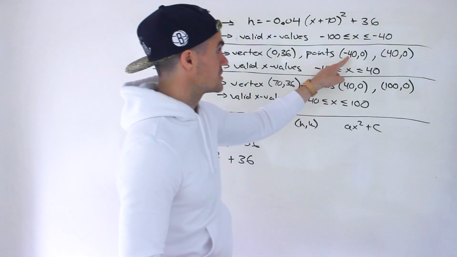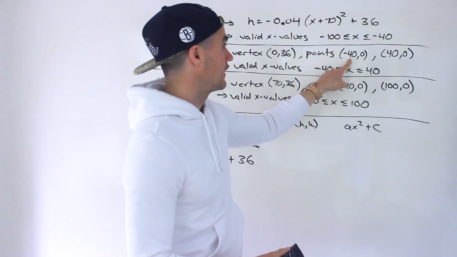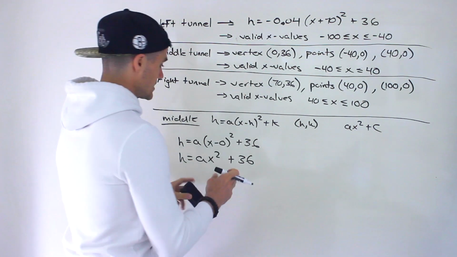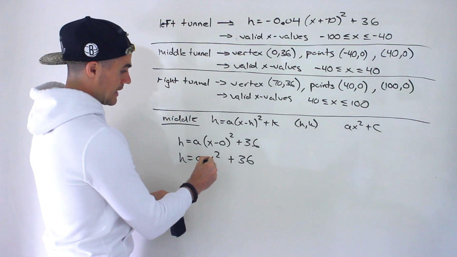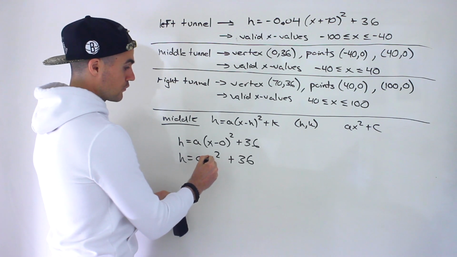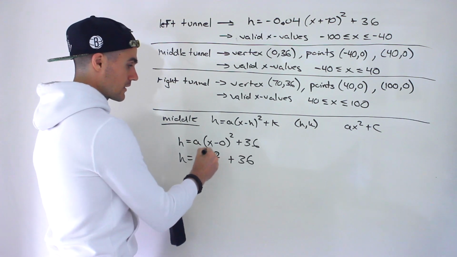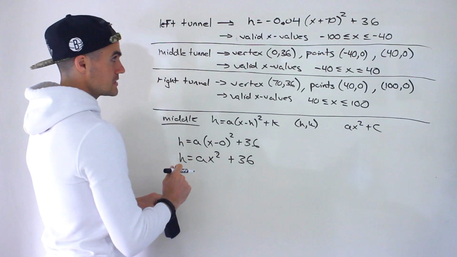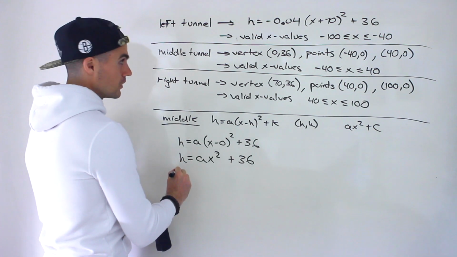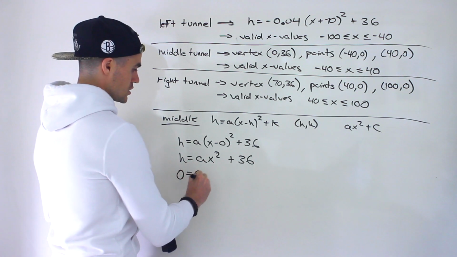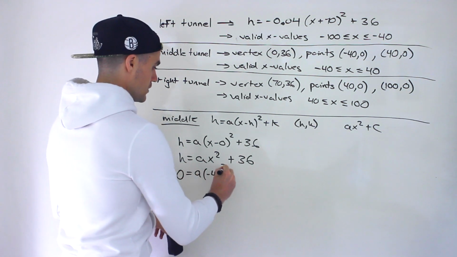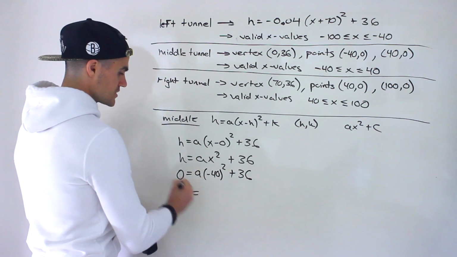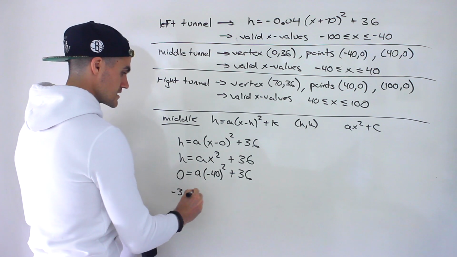Again, you can use either of these points. It does not matter. You can use the negative 40 and 0, or you can use the 40 and 0. Actually, in this case, it's easy to see that whether we plug in negative 40 or positive 40 for the x, because we're going to square it, we're going to end up with that 1,600 over here. So let's just use negative 40 and 0. So we'll have 0, which is h. Then we'll plug in negative 40 for x. Then we'll have plus 36. Bring the 36 over. 0 minus 36 gives us negative 36.